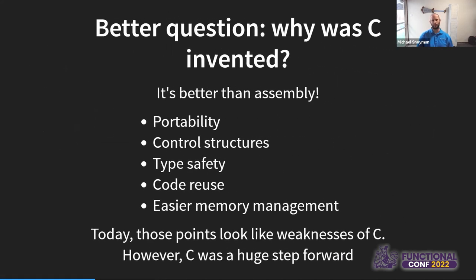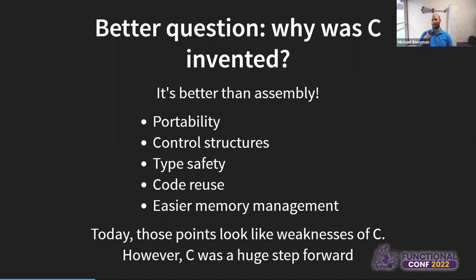Instead of asking is C a good language, let me ask a different question. Why was C invented? Where did it come from? Many people have used the phrase for C that it is a portable assembler. It's better than writing assembly, because assembly is the thing that people were writing for that kind of code beforehand. C brought many innovations. C brought forward the idea of portability. Previously, if you wanted to have code that ran on multiple different architectures, you had to write it multiple times. Now with C, you could write the code once and have a compiler compile it down to multiple different architectures. That's a huge step forward.